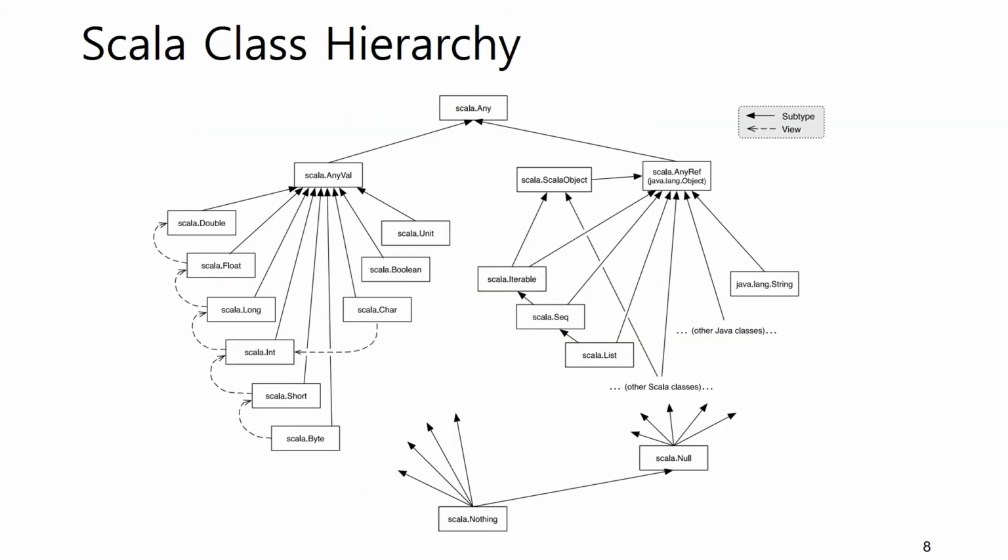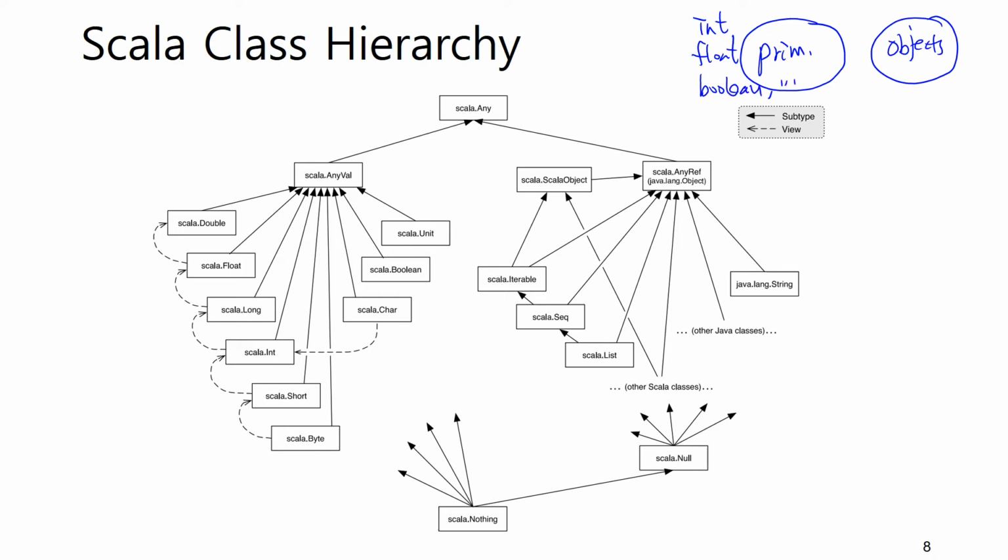This is the Scala class hierarchy. In Java, we make a distinction between primitive types and objects. Examples of primitive types are int, float, boolean, and so on. For primitive types, we use native representation. For example, for an integer of type int, you only allocate 4 bytes. In comparison, every object in Java starts with an overhead of 24 bytes.